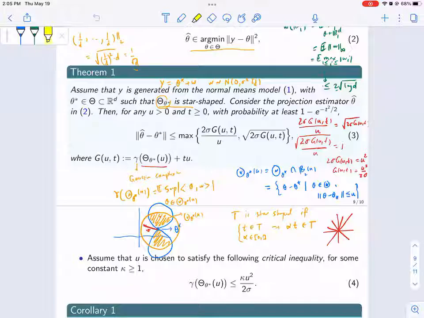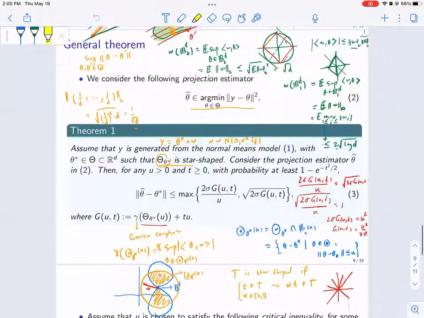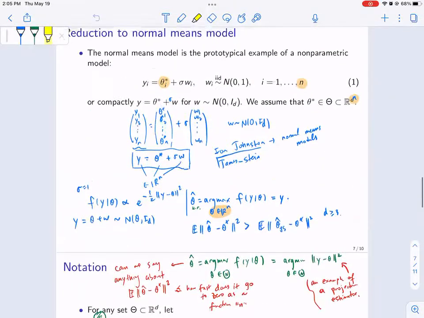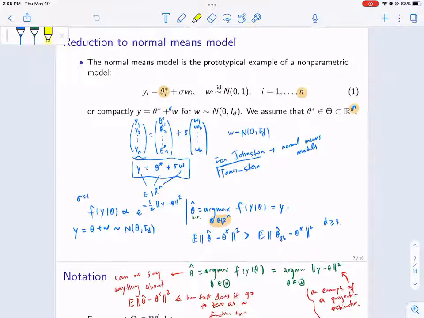So we basically planned to talk about nonparametric regression, and we decided that we first try to understand the simpler model, which is referred to as the normal means model. And it's an example of a high-dimensional or non-parametric model, which is the simplest possible, essentially.